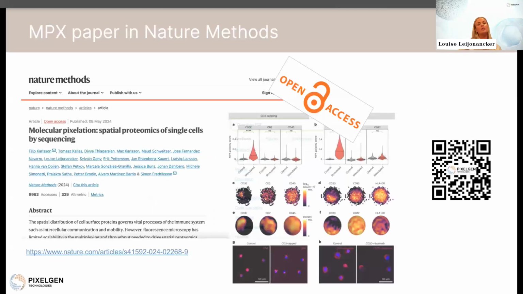Lastly, regarding the technology, so if you want to go deeper into the details there, our MPX paper has recently been published in Nature Methods. So you can either scan this QR code that I have here, or you can just find it online. And I just want to mention that it's an open access paper, so you can download it anytime you'd like.